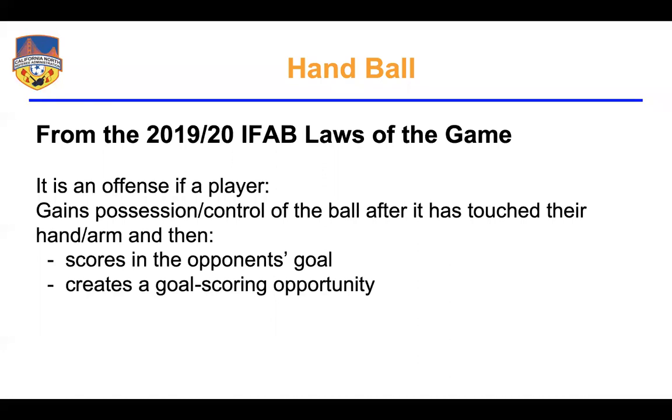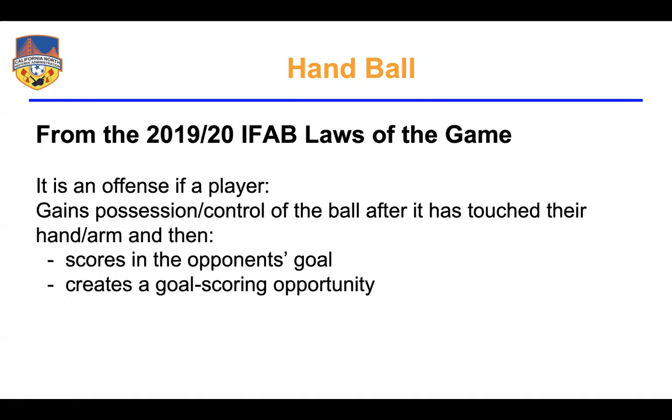if it's not deliberate. So again, this is a direct quote from the laws of the game, and please notice that the word deliberate is now no longer part of this part of the law. So if somebody, even accidentally, touches the ball or gains possession of the ball after it's touched their arm, and then they score a goal or they create a goal-scoring opportunity, we want to call that a handball, again, even if it's accidental. Please also notice that the word obvious is not present when it's discussing a goal-scoring opportunity.